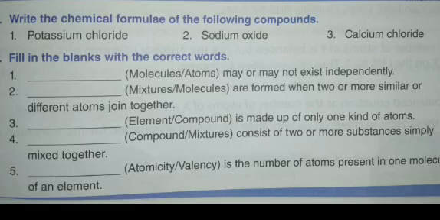Part 1, dash may or may not exist independently. So these are atoms. Number 2, dash are formed when 2 or more similar or different atoms join together. This will be called molecules. Number 3, dash is made up of only one kind of atoms. So this will be element.